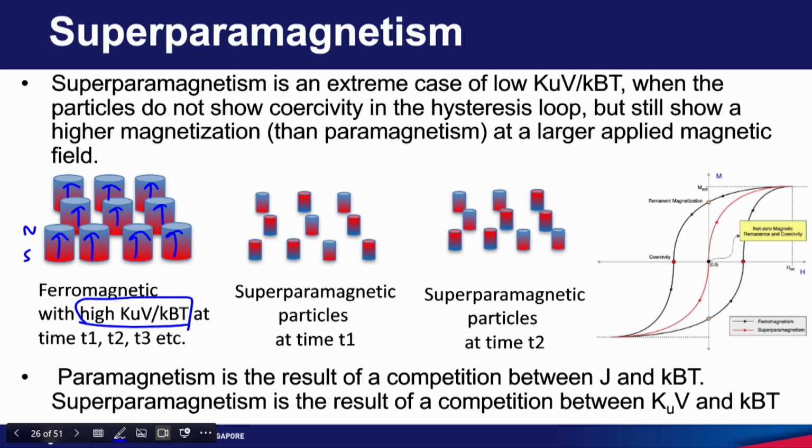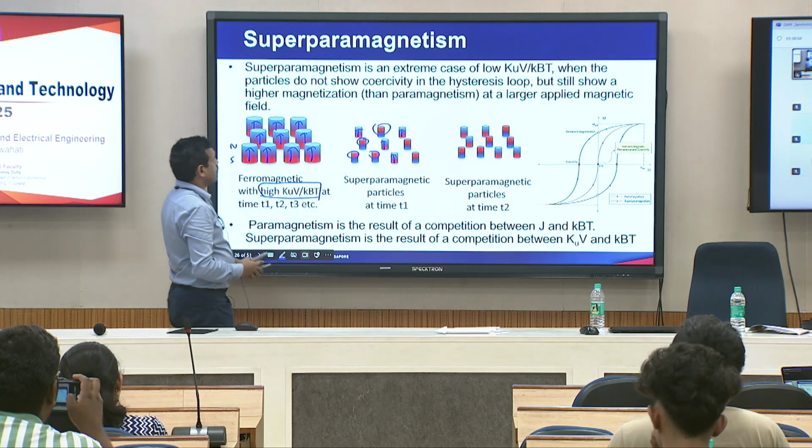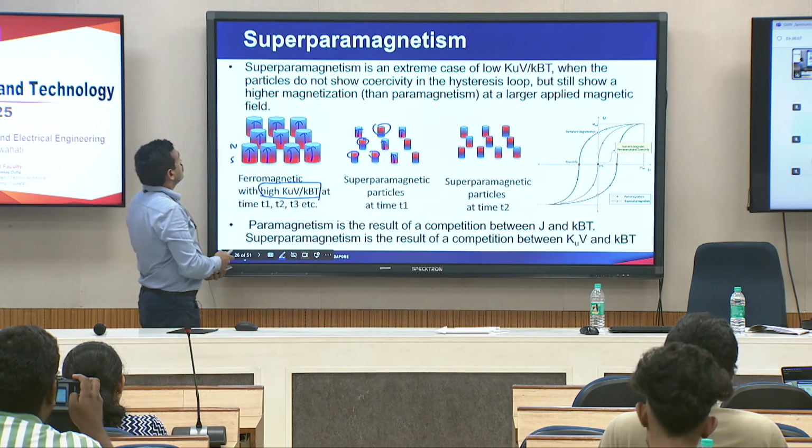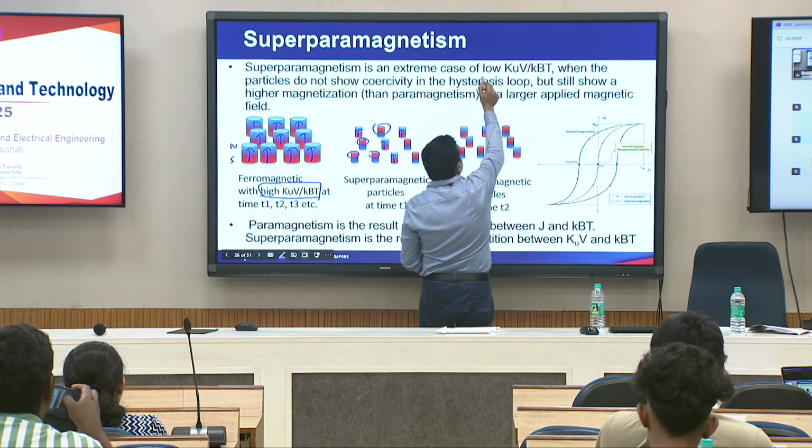Okay. On the other hand, you look at these particles, they are small. So, their volume is small. So, KUV by KBT of these particles are going to be small, and temperature influences the magnetization. Okay. So, some of them point in the direction, but you can notice that several of the other grains have flipped the magnetization. At another point of time, you can see that they have flipped. Okay. So, as a function of time, the magnetization of these particles will keep flipping, especially when KUV by KBT is low.